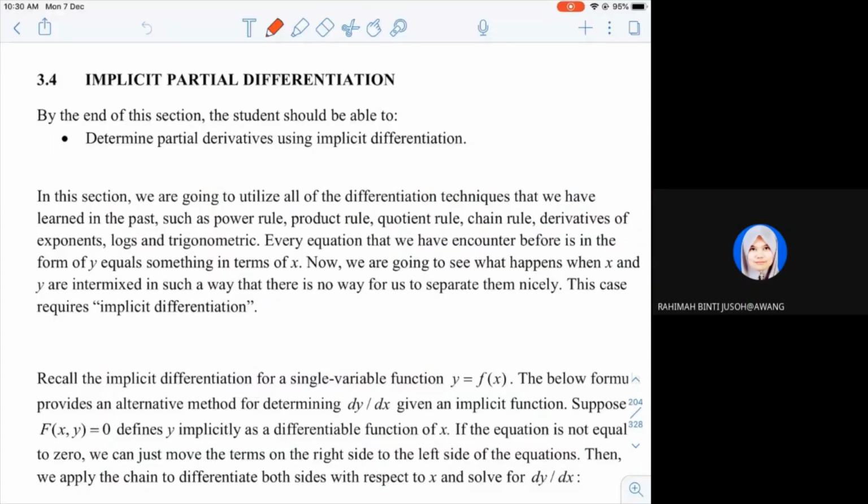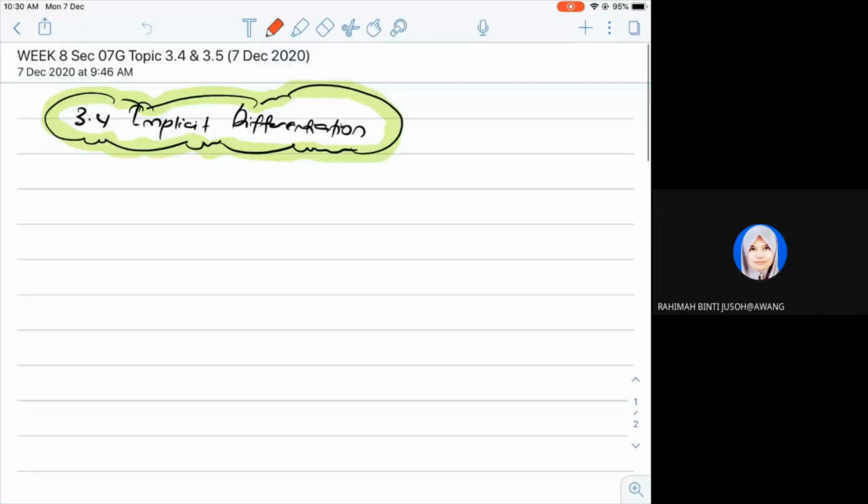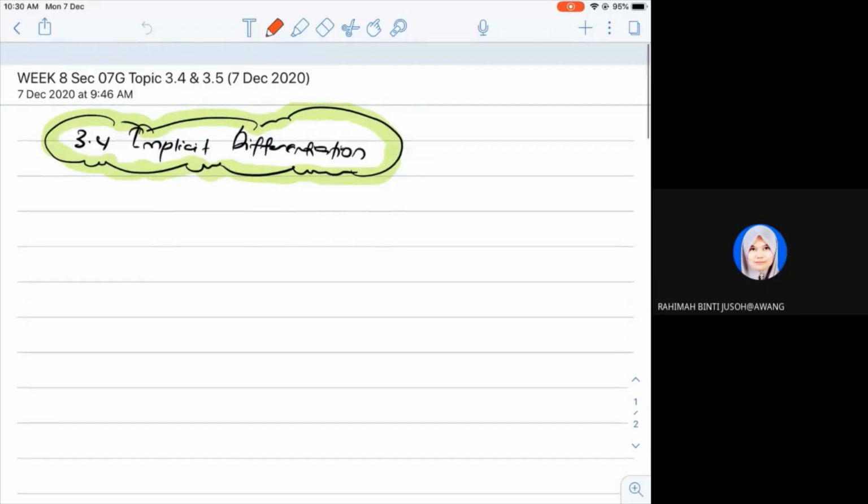So, implicit partial differentiation. All right. The difference between implicit differentiation and ordinary differentiation is like this: the dependent variable is embedded inside the function itself. Like that.